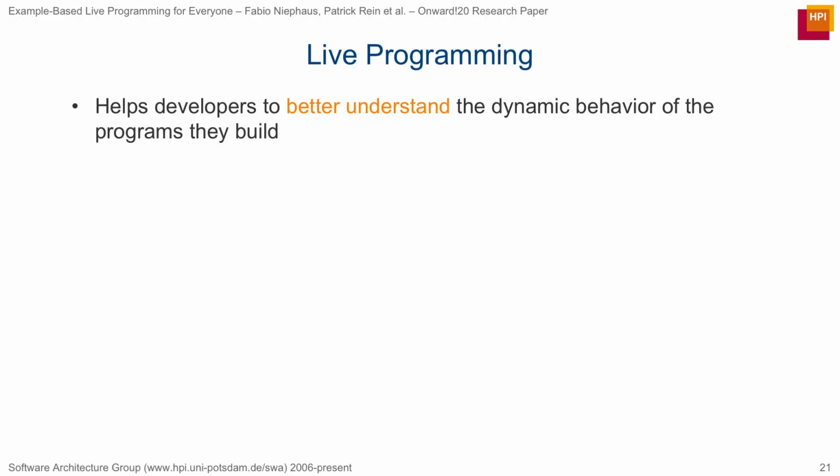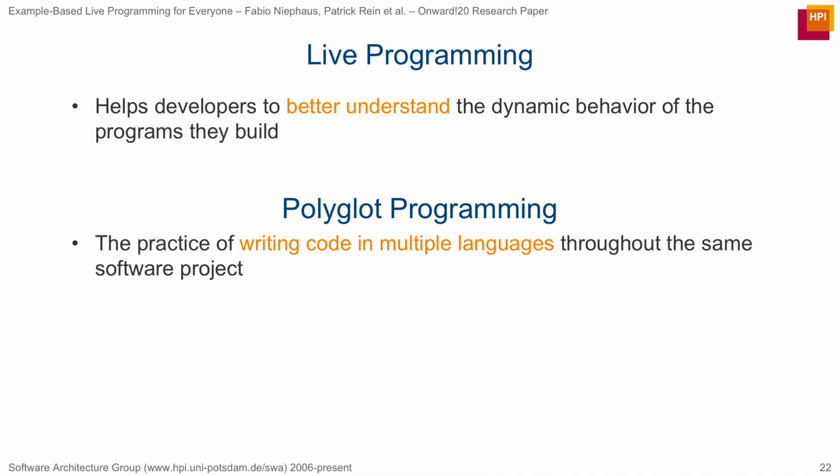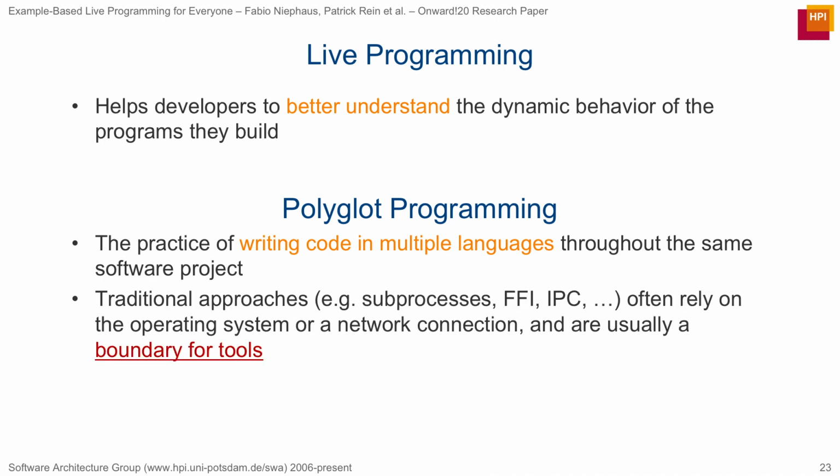As I mentioned earlier, live programming helps developers to better understand the dynamic behavior of their programs. Polyglot programming, on the other hand, is the practice of writing code in multiple languages throughout the same software project. Traditional approaches to polyglot programming, for instance based on foreign function interfaces or inter-process communication, often rely on the operating system or a network connection. These approaches usually introduce boundaries for tools, so that means if you are in a debugger, you can't step through an FFI call, or you can't step through an IPC call, for instance. So you can't see what's behind a language boundary.